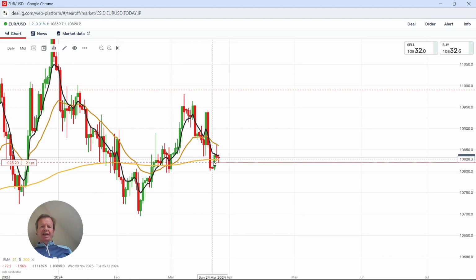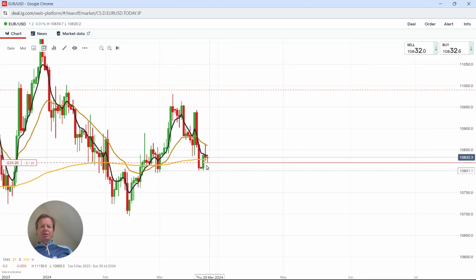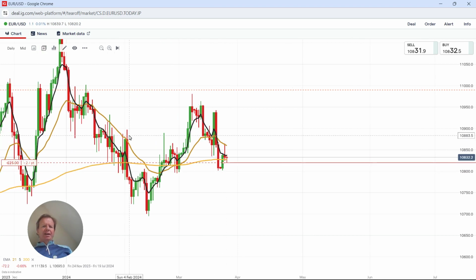As you can see, it has started to come back down. The 5 moving average across the 21 hasn't quite crossed the 200, though the price has, though it's starting to come back up again. So that's on the Euro USD, so that's one trade.